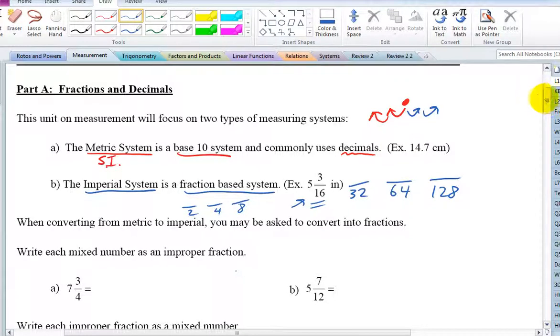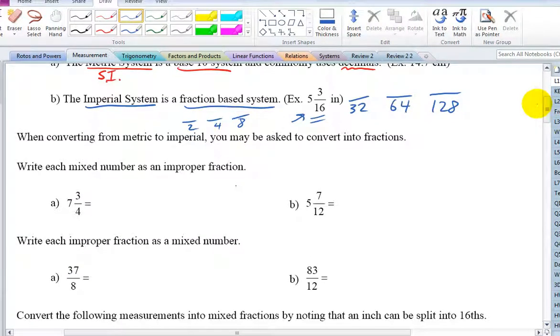Thank you. Okay. When converting from metric to imperial, you're going to have to convert into fractions. So let's do this a little bit. 7 3/4. What is that as an improper fraction? So 7 times 4 is 28. And then 28 plus 3 gives us our new numerator of 31. The denominator doesn't change. Okay. So 7 times 4 is 28, so 7 groups of 4.